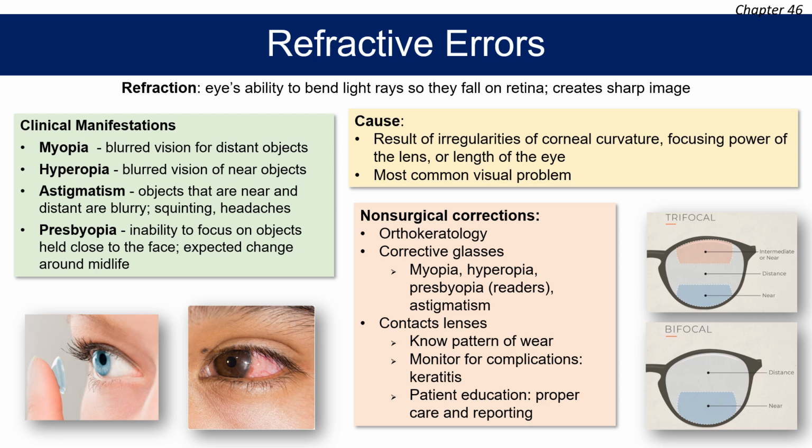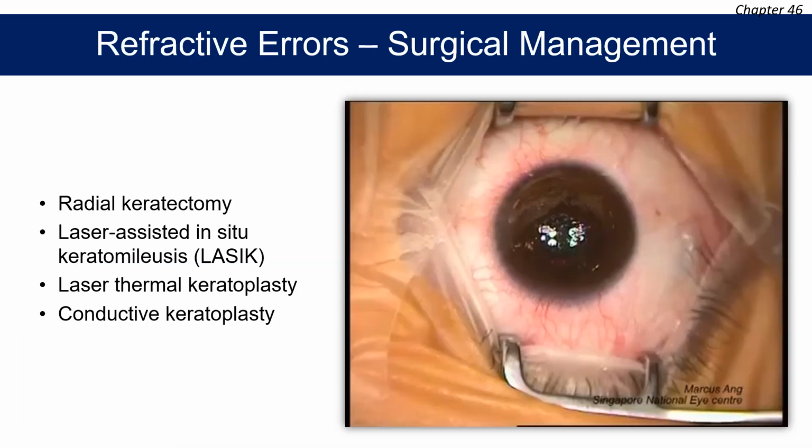Then we have orthokeratology. This is a special contact lens that is a non-surgical option to reshape the cornea. The patient wears a special contact lens that slowly reshapes the cornea, and it can correct myopia over time. There are several surgical options to treat refractive errors. The most common one that you may have heard of is LASIK, L-A-S-I-K, and this is a video here.